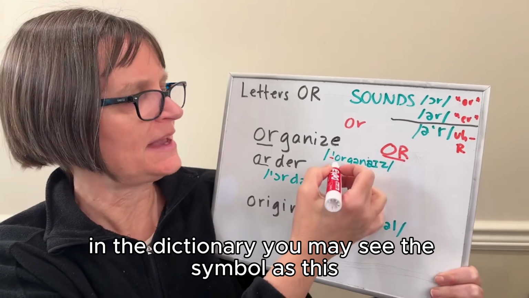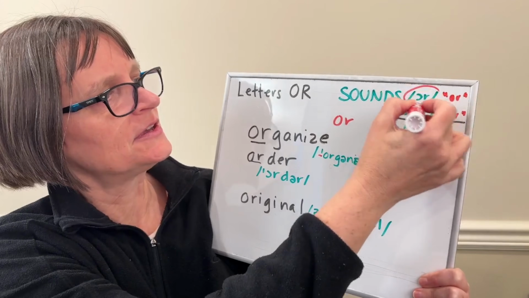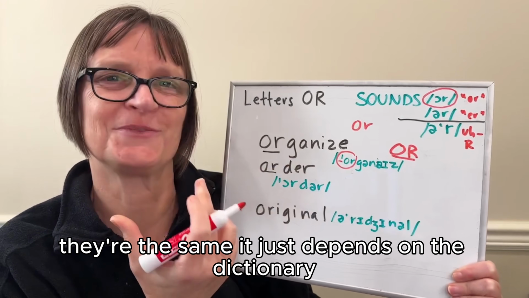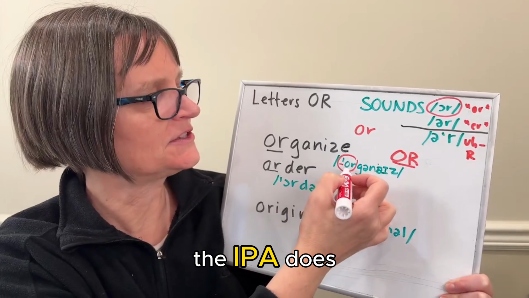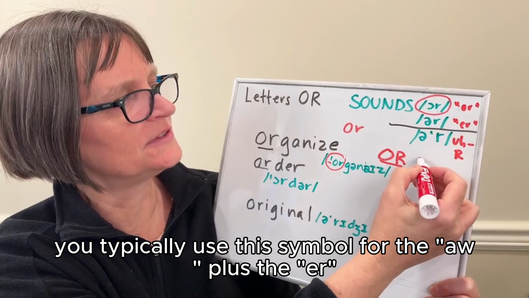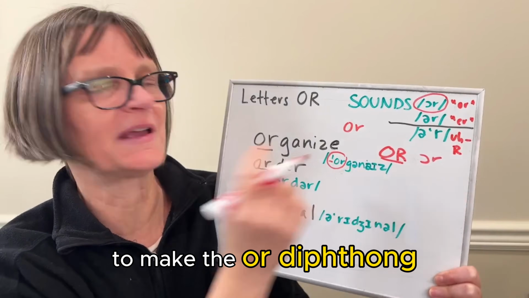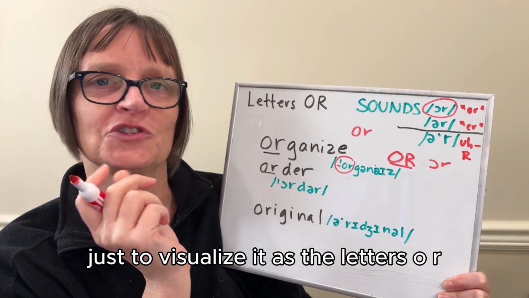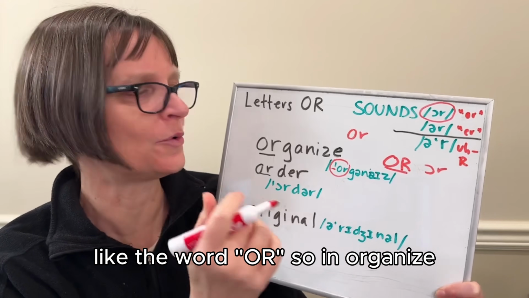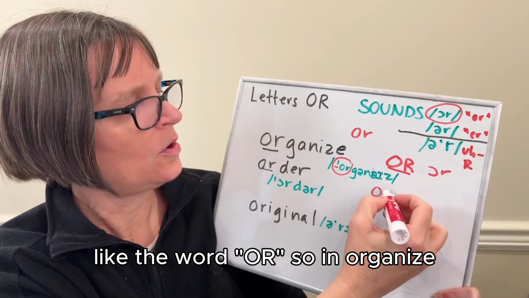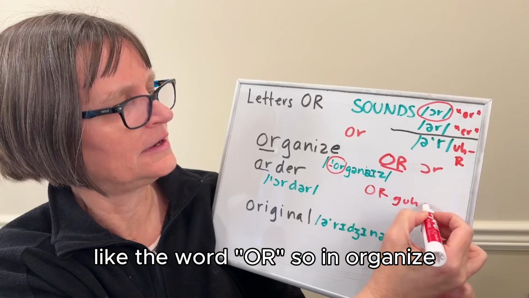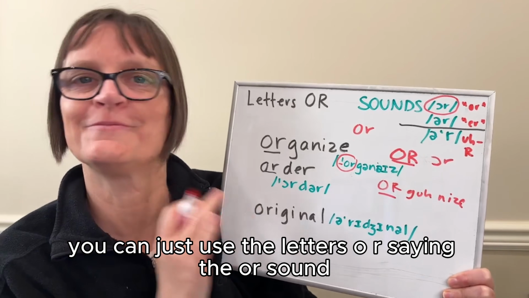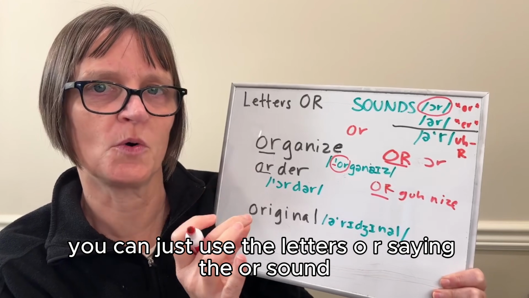In the dictionary, you may see the symbol as this, or you may see the symbols written like this. They're the same, it just depends on the dictionary. The IPA does typically use this symbol for the ah plus the to make the or diphthong, but I find it easier just to visualize it as the letters OR, like the word or. So in organize and in order, you can just use the letters OR saying the or sound.